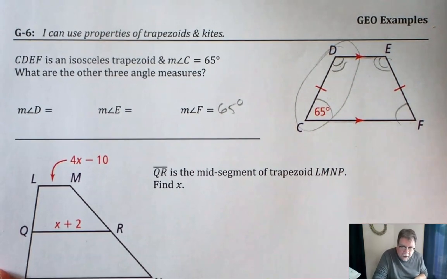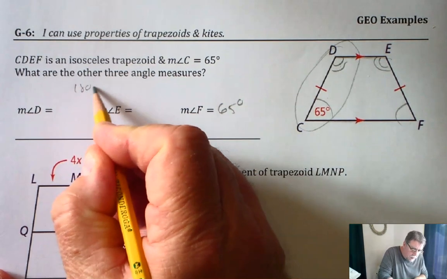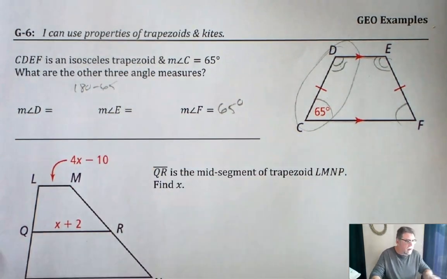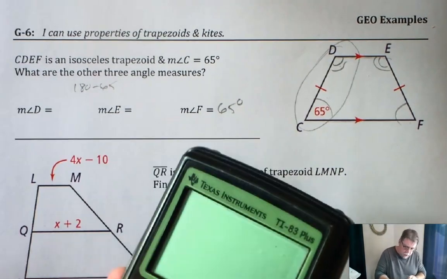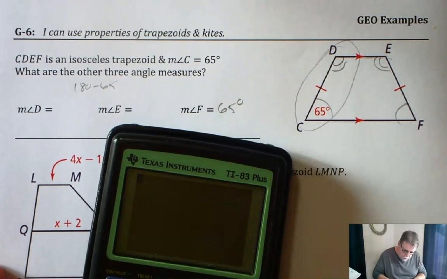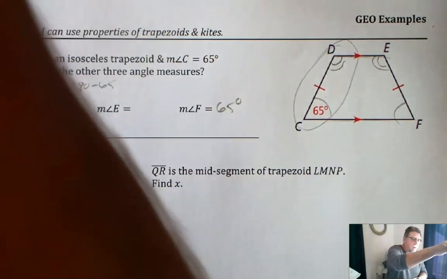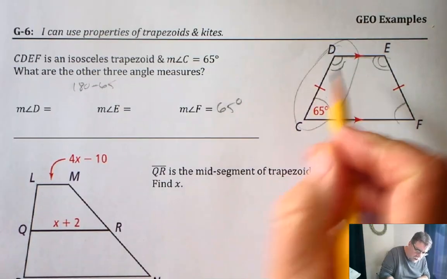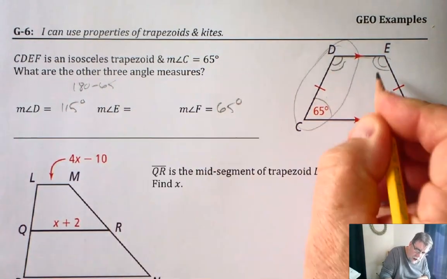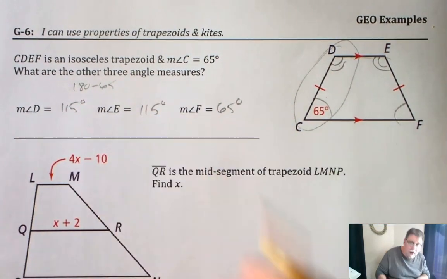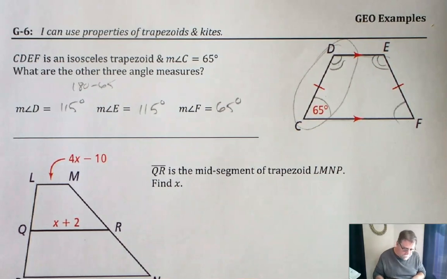So we just have to take 180 minus 65, and I'll grab my calculator and make sure we do that correctly here. 180 minus 65 gives me 115 degrees. So I know that that's 115 degrees for angle D. And since angle E is the same, that's also 115 degrees.